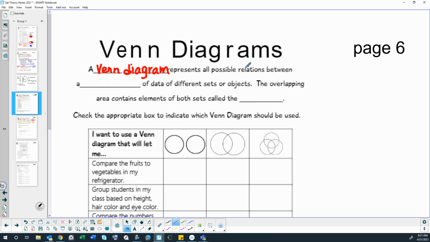A Venn diagram represents all possible relations between... I don't remember what that word is supposed to be. A collection of different sets or objects. A collection of data of different sets or objects. The overlapping area contains elements of both sets, called the intersection.